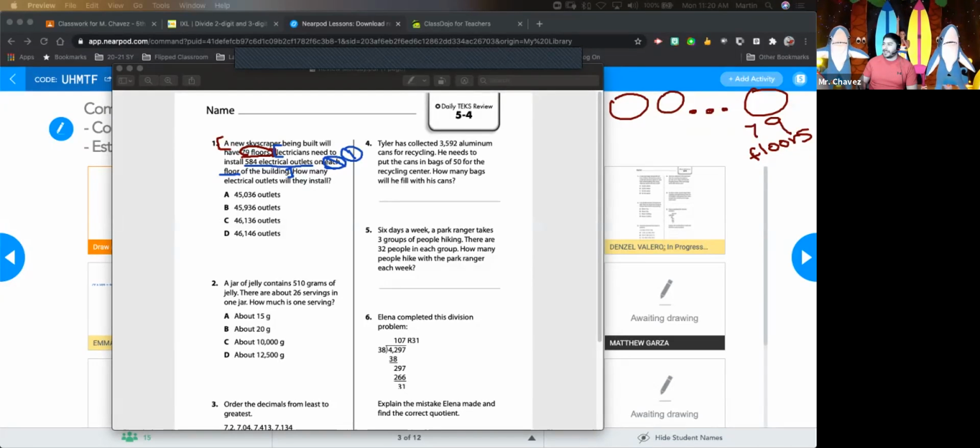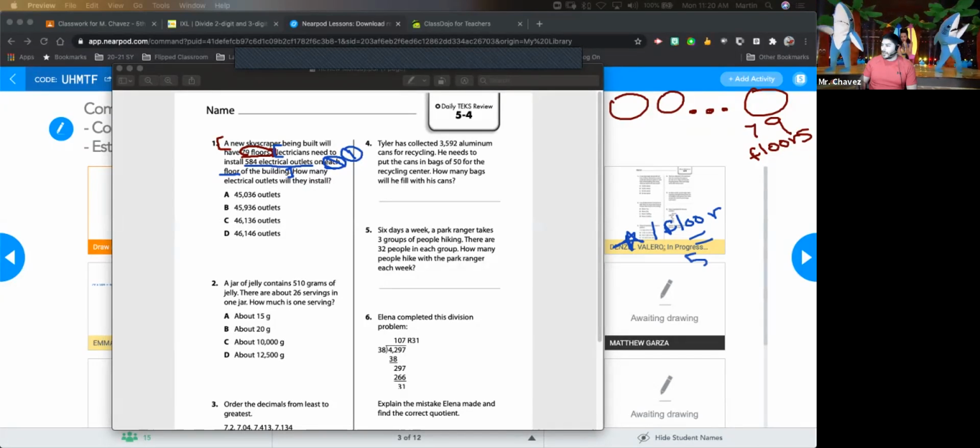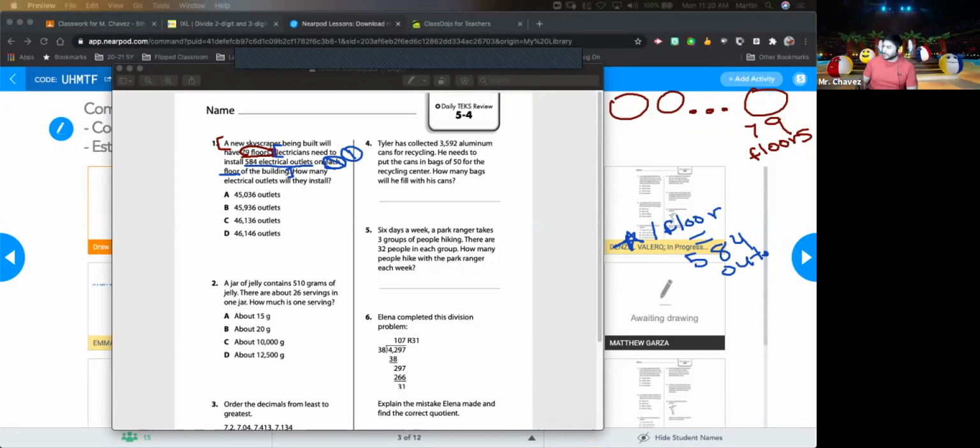So we can make a sentence out of that. We can put here 1 floor equals 584 outlets. So we can write that there.